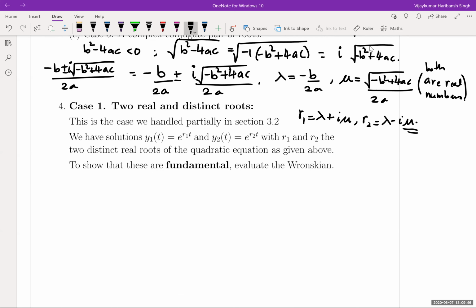If the roots are real and distinct, we have already handled this case partially. We have already shown that they form a fundamental set of solutions.